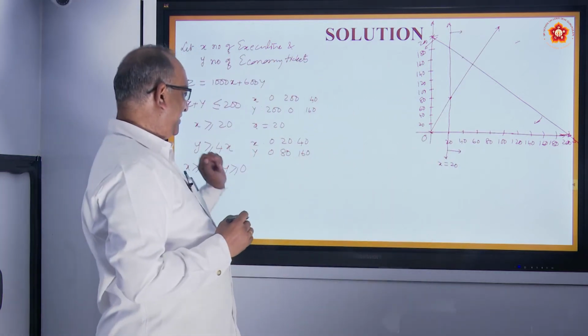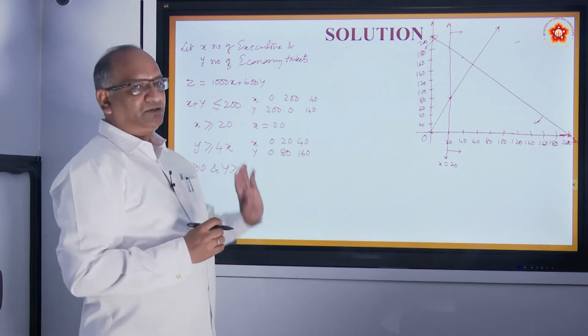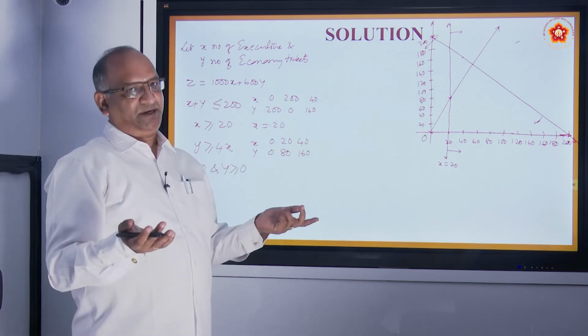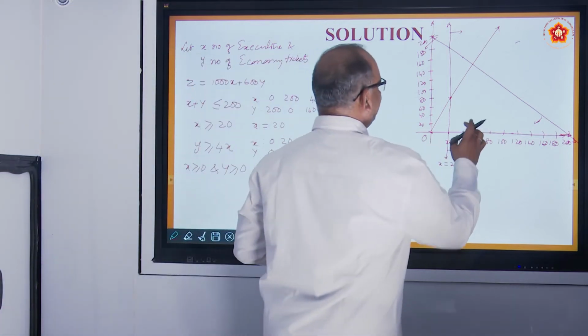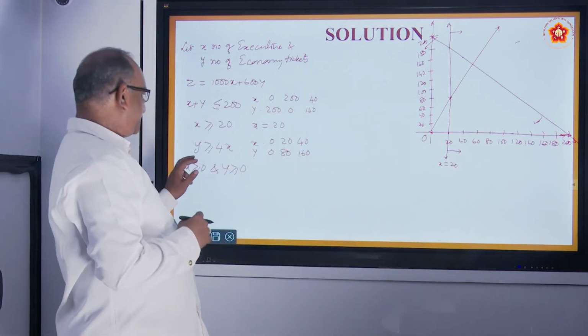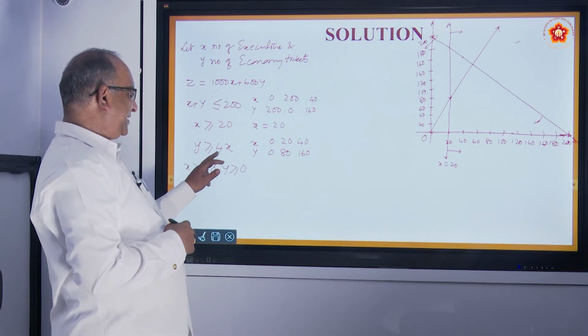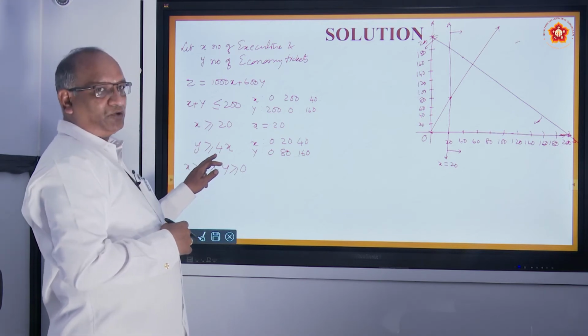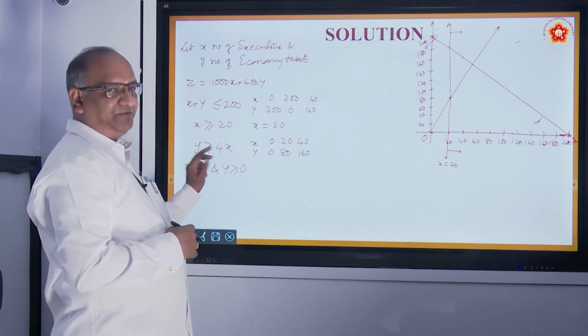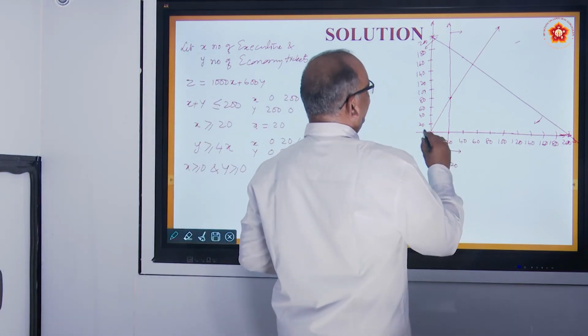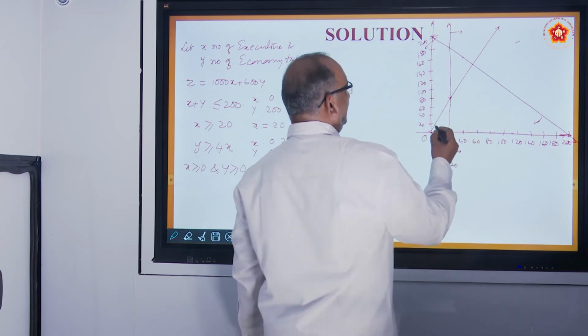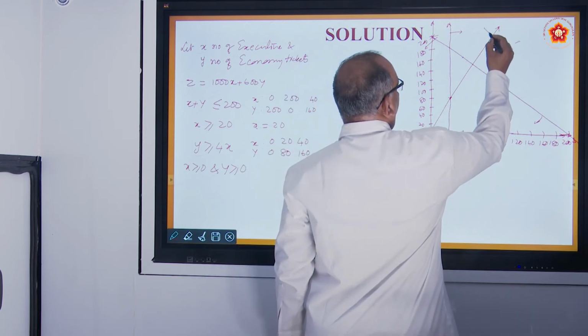Come to the third one. Because it is passing through origin, take some other point. Any point you can take. Let us say we take this point 60, 0. Substitute here: 0 is greater than 60 into 4, that is 240, which is wrong. So the other side of the line you have to shade. So this is the side we want to shade.